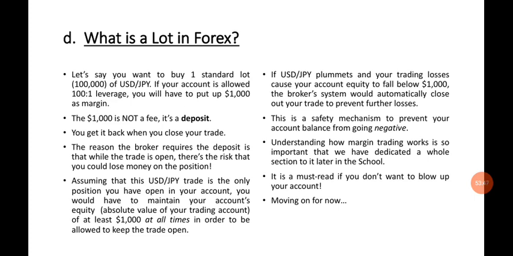Assuming that this US dollar Japanese yen trade is the only position you have open in your account, you would have to maintain your account equity, which is the absolute value of your trading account, of at least $1,000 at all times in order to be able to keep the trade open. If US dollar Japanese yen drops and your trading losses cause your account equity to fall below $1,000, the broker system would automatically close out your trade to prevent further losses. This is a safety mechanism to prevent your account balance from going negative.